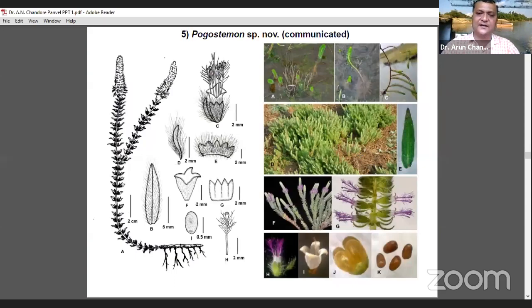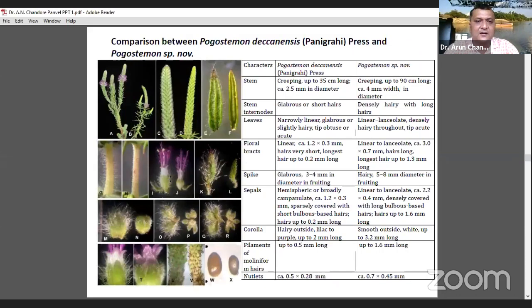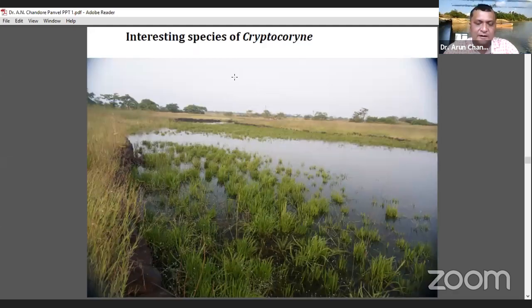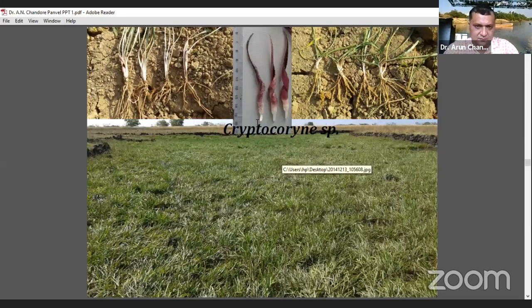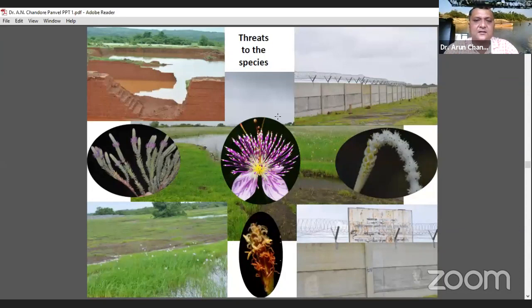You see this is a very interesting and distinct species. We compared this species with its allied species, Pogostemon deccanensis and Pogostemon erectus. You see the differences between this proposed species, Pogostemon jaitapurensis, and Pogostemon deccanensis: flower, bracts, calyx, seeds, all characters are different. Then another interesting species is a Cryptocoryne, and further work is going on this species. This is also interesting, and probably we will propose it in the next few days. But these plants face some threats, that is the coming nuclear power project, the Jaitapur nuclear power project.